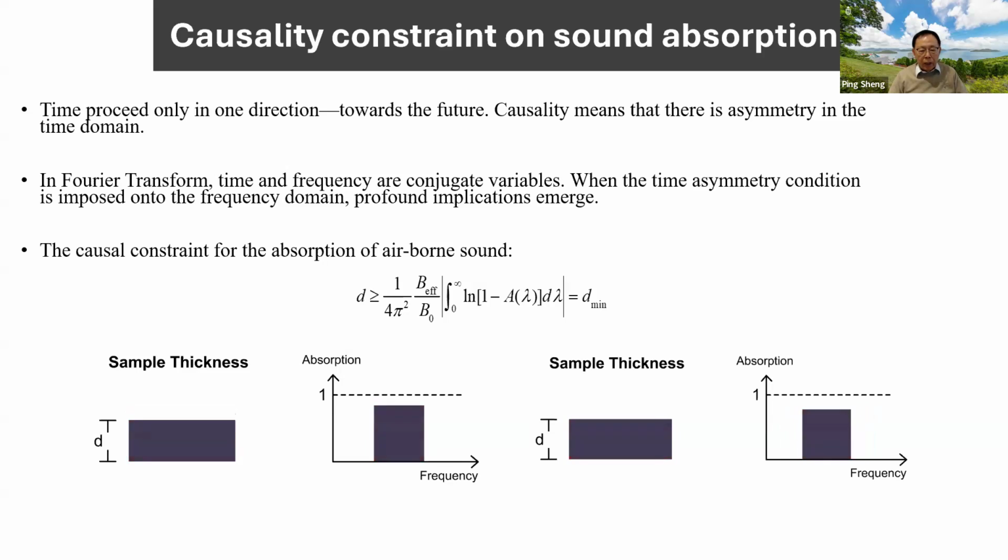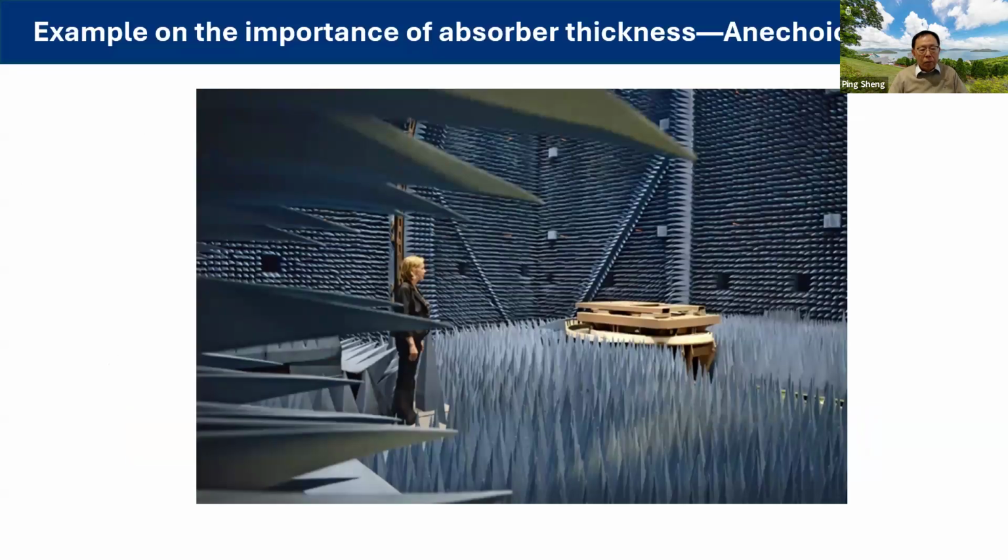Okay, that's a direct implication of this relation. And we can see this from the anechoic chamber. So this is a very good anechoic chamber, probably 10 meter by 10 meter by 10 meter. It's a very large one. And there's a woman standing there.